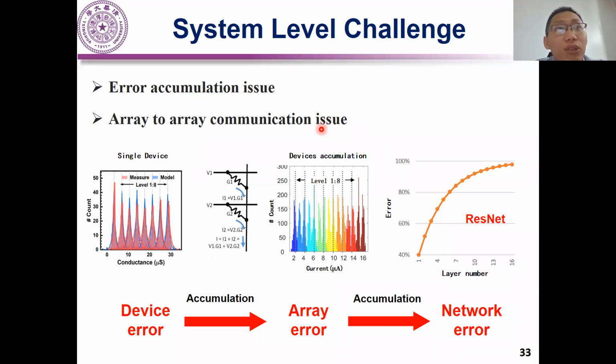Another challenge is the array-to-array communication issue. If we use a lot of data converters and cache, the energy consumption and the chip area cannot be accepted. But without data converters and cache, we cannot ensure the computing accuracy and the reconfigurability. It is clear we cannot eliminate all these effects from a specific level design. So the co-design from device level to system level is highly required.